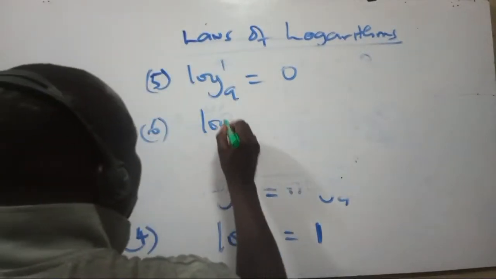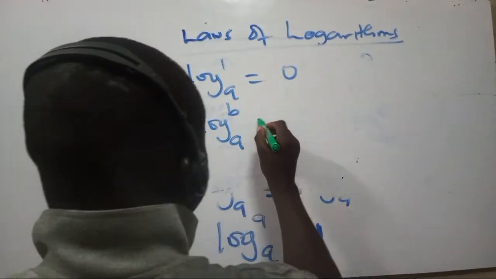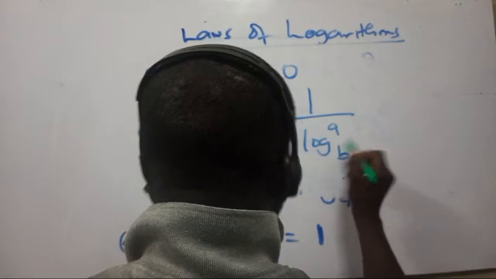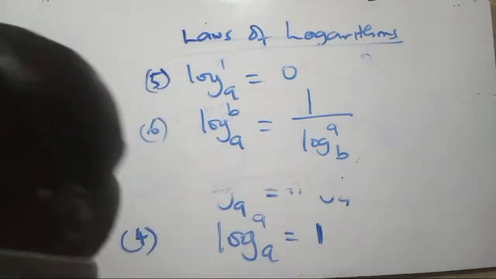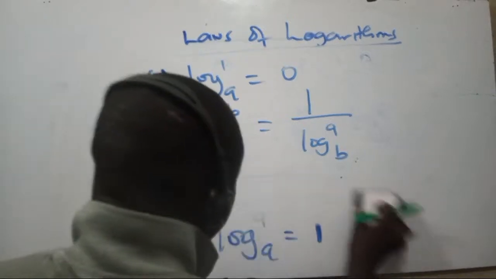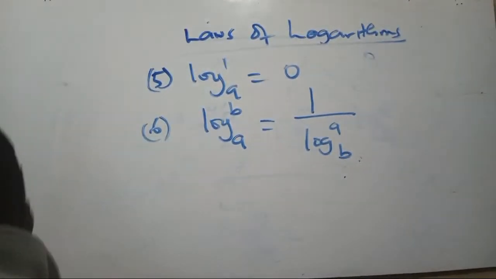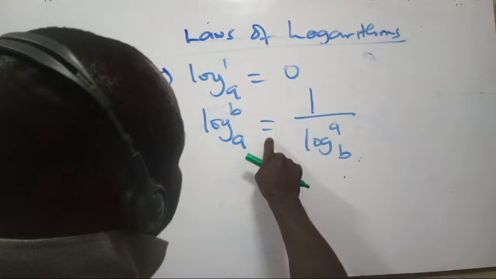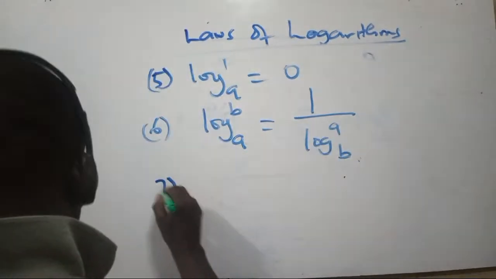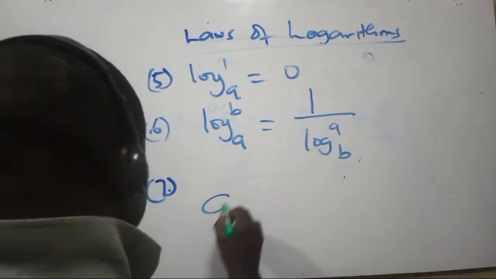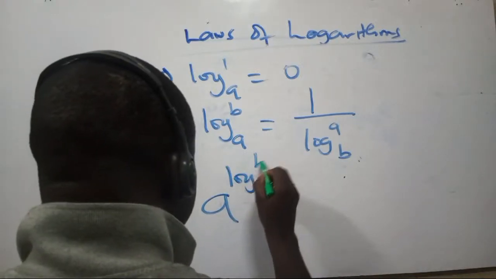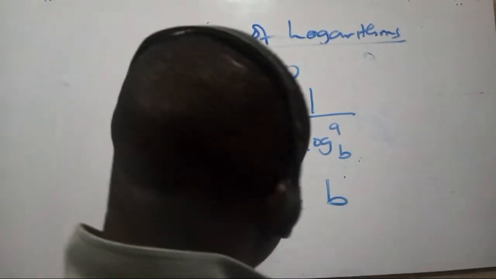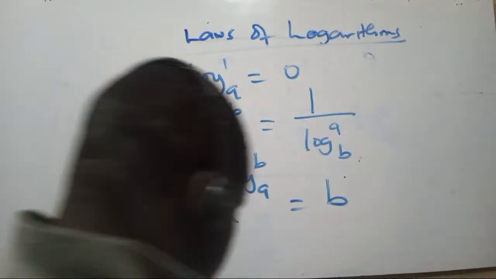Then if you have log b base a, this can be rewritten as the reciprocal, 1 all over log a base b. That is, if you want to interchange the log and the base, just write it in the form of a reciprocal. If you have log b base a and you want to change it to log a base b, just write the reciprocal of what you are given. Then the last law that we are going to talk about says that if you have a raised to power log b base a, it is the same thing as b. So this is the last law that we are going to talk about.